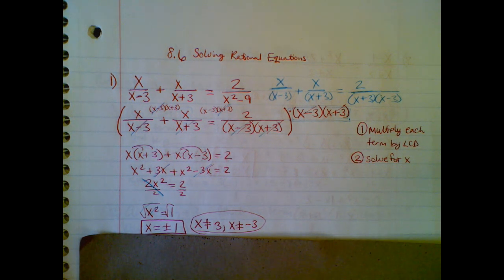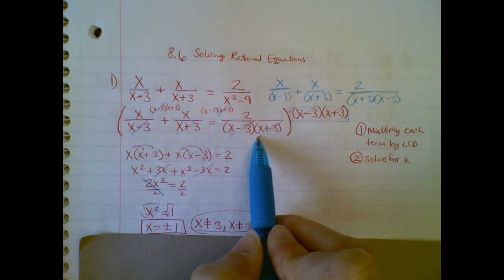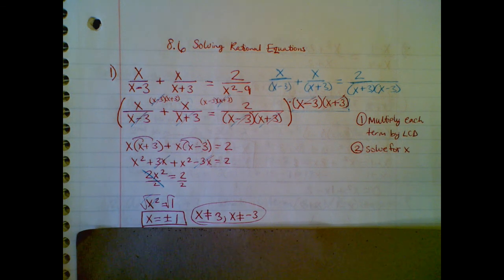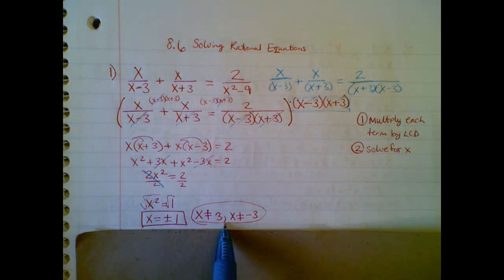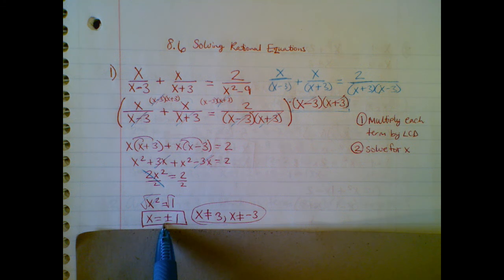Now we want to make sure that anything that has been in the denominator, we still set equal to 0 to give us our restrictions. So x cannot equal positive 3 and x cannot equal negative 3. And the reason it is important to still look at our restrictions is because if any of our solutions end up being one of our restrictions, then that cannot be a solution. So for both of these, though, the positive 1 and negative 1 work.